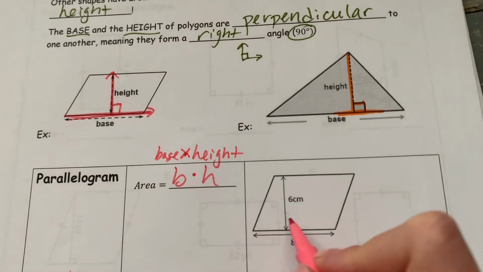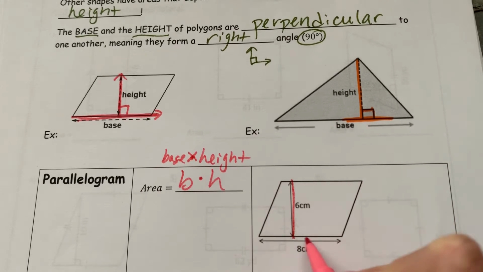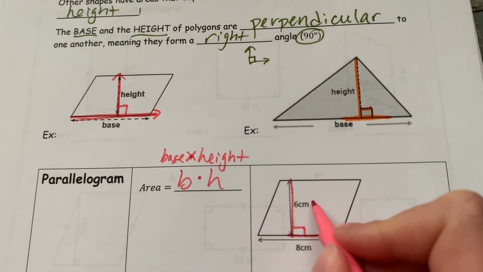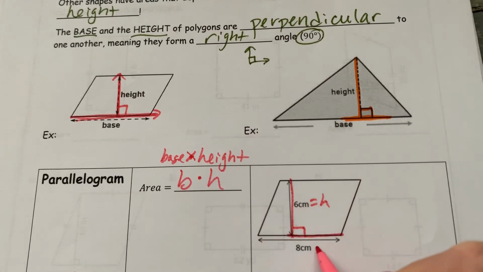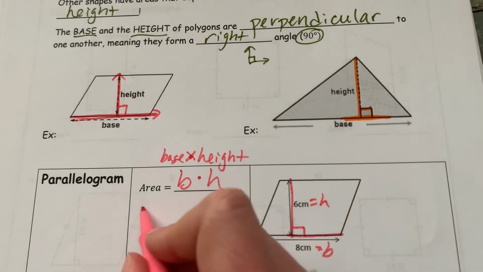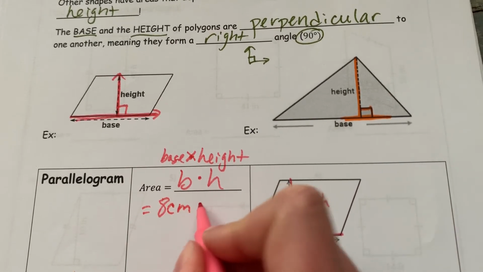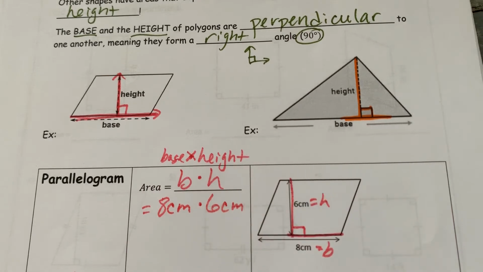So in this case, again, I'm seeing that this line here and this line here are making a 90-degree angle. So this is going to be my height, H, and 8 is going to be the base, or the bottom. So the base is 8 centimeters times 6 centimeters.